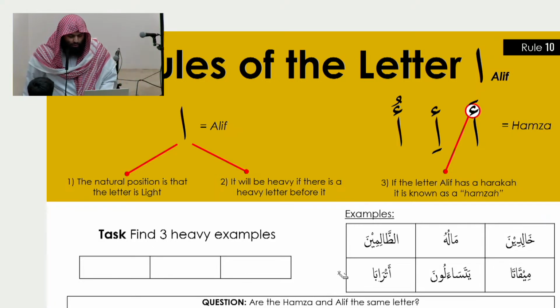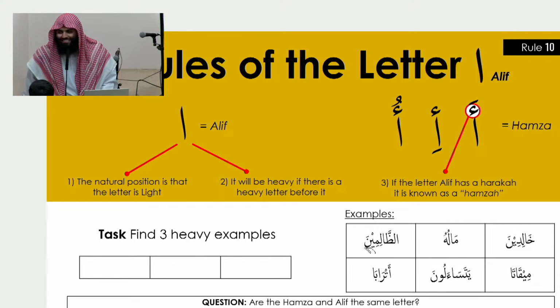So for example, we have khalidina. Is the letter kha heavy or light? Heavy. So if I say it light, is that right? No. It should be heavy. Okay. Is this right? Maluhu. Now, meem is light, so the alif is going to be light, not heavy. Maluhu.